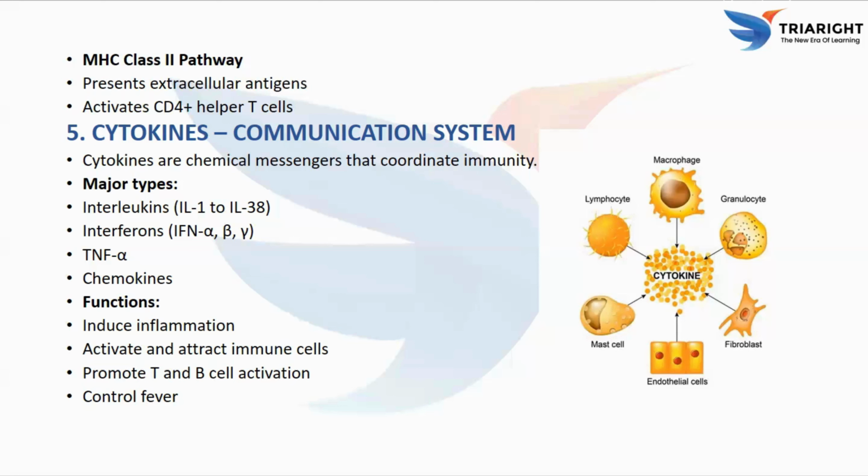Interferon gamma activates the macrophage and promotes Th1 responses. And TNF alpha, the tumor necrosis factor alpha, is a strong pro-inflammatory cytokine. These are produced by the macrophages. So what does it cause? It causes fever, inflammation, and recruitment of immune cells.